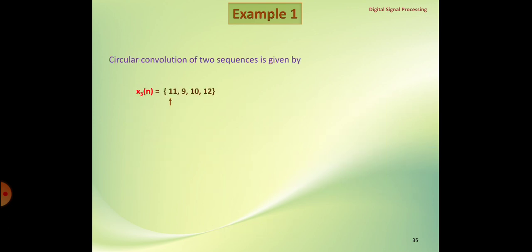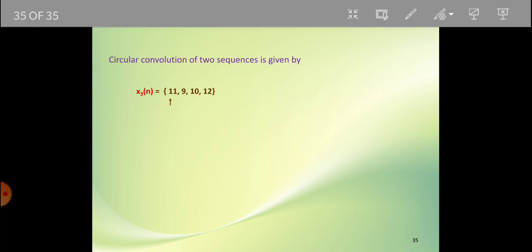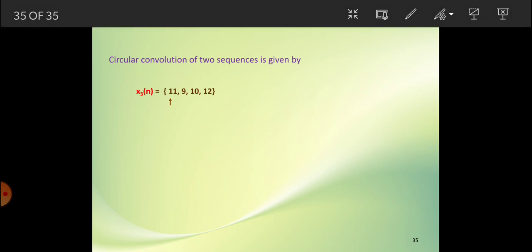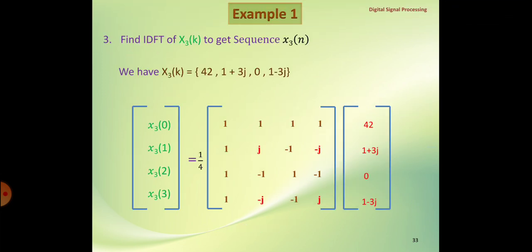So finally writing the answer, the circular convolution of the two sequences is given by x3 of n equal to 11, 9, 10, 12. Don't forget to show an arrow below 11 as it represents the value of the sequence at origin n equal to 0. Now while solving this example using the DFT or IDFT method, you can use any one of three methods. Either solve using the definition of DFT IDFT, or use twiddle factor, or use the transformation matrix.